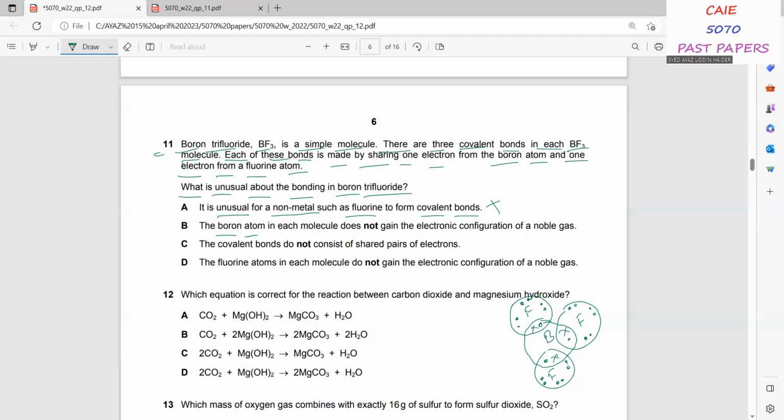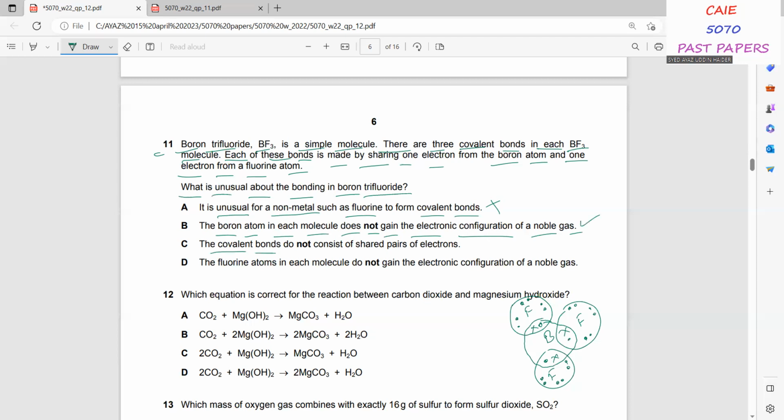B, the boron atom in each molecule does not gain the electronic configuration of a noble gas. This is a very important point, because during the formation of a bond, an atom achieves or acquires the electronic configuration of a noble gas. So this looks correct to me.